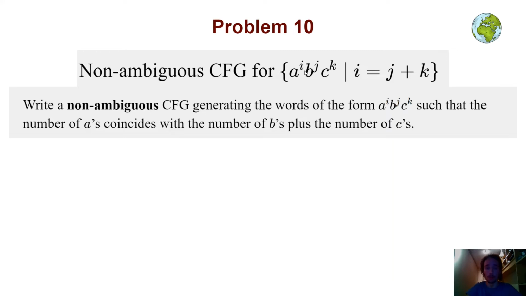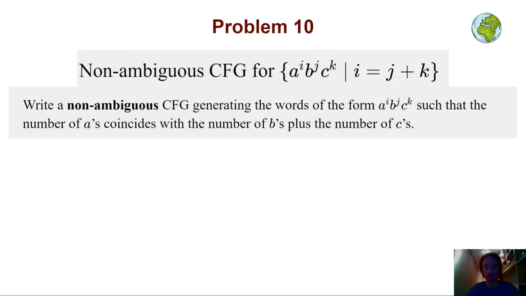such that the number of a's is the same as the number of b's plus the number of c's, right? So we have to give this grammar to generate all the words of this language. In other words, the language recognized by the grammar needs to be the same as the language described above.